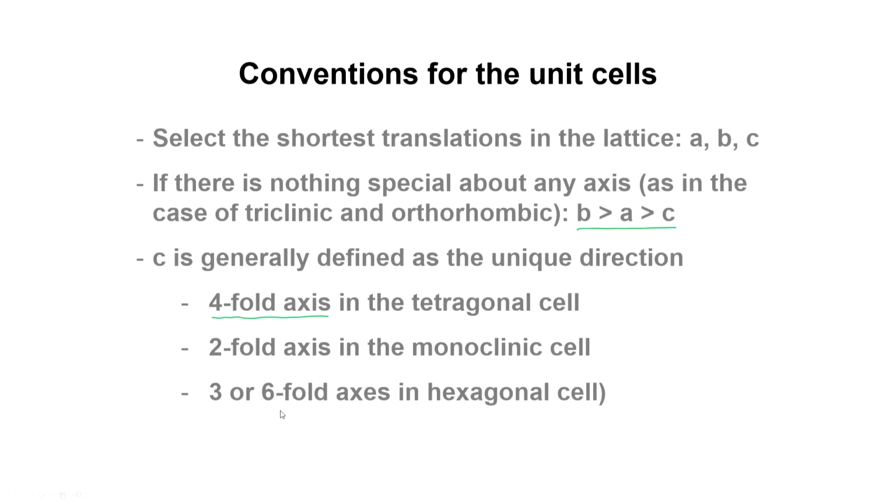In the hexagonal cell, it will be the 3 or 6-fold axis. Now, I conclude this lecture here, and in the next lecture, we will start developing the 3-dimensional space groups.